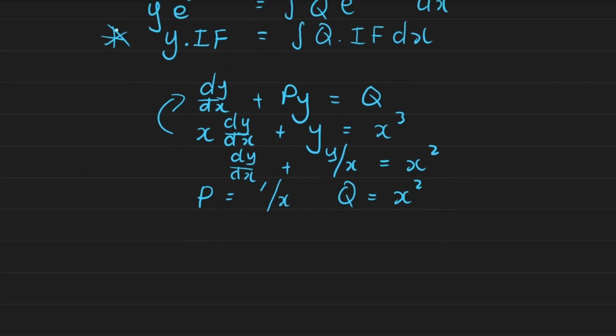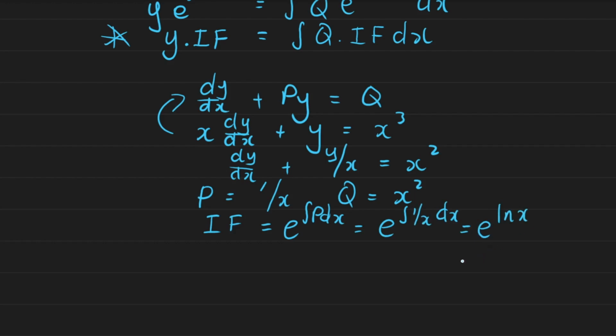So all we have to do is apply this result that we just wrote. It says y times the integrating factor. So let's write our integrating factor. Our integrating factor is e to the power integral of p dx. So this is e to the integral of p, which is 1 over x, times dx, and this is just e to the power ln x. If you know logarithms, you'll see that this is just equal to x. So the integrating factor is just equal to x.